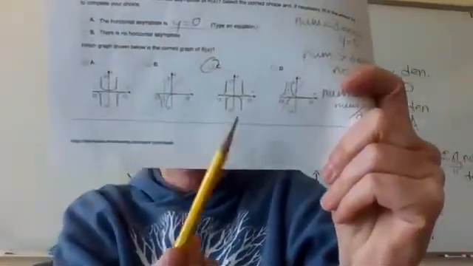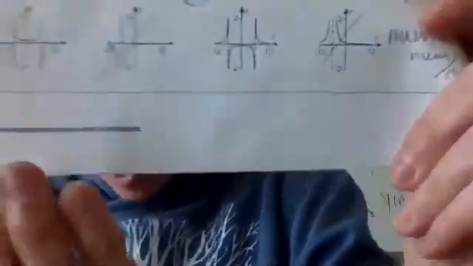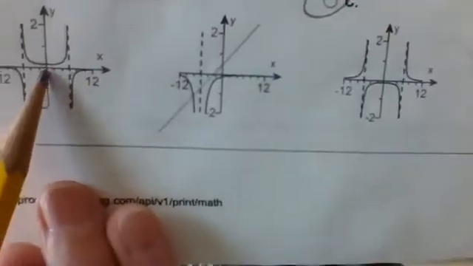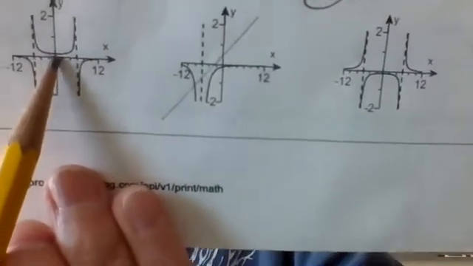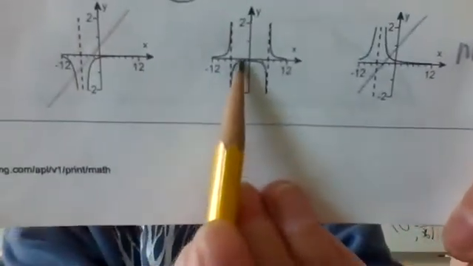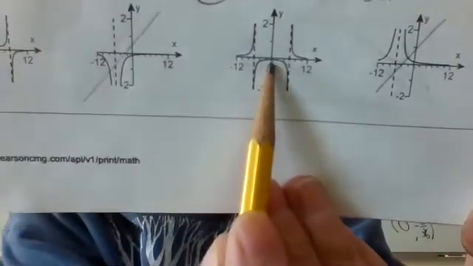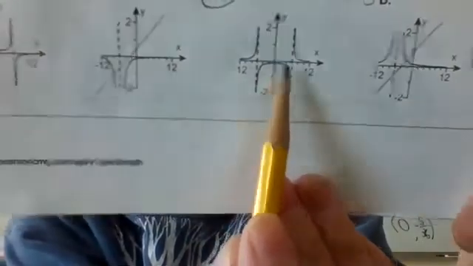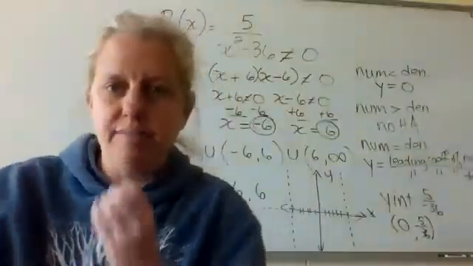So again, the ones that had the right vertical asymptotes were A and C. Look where A crosses the y-axis. Do you see that it's in the positive area? That's what makes it not be A. Look where C crosses the y-axis, right there in the negative area. So that's what makes it C.